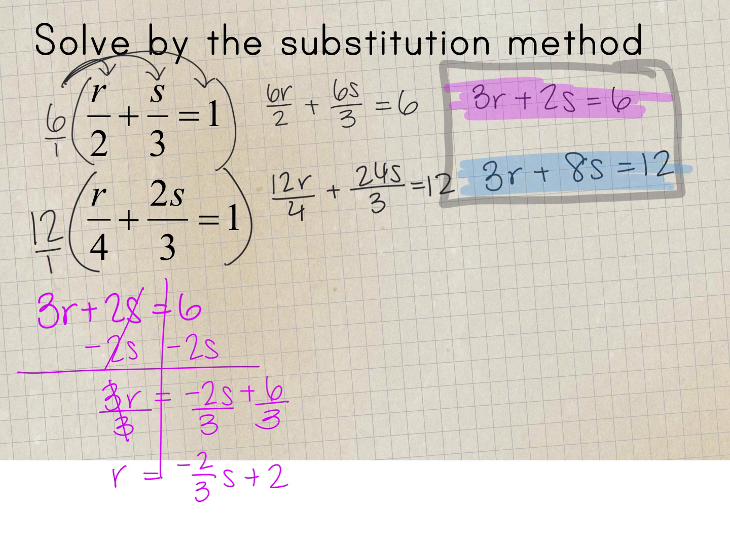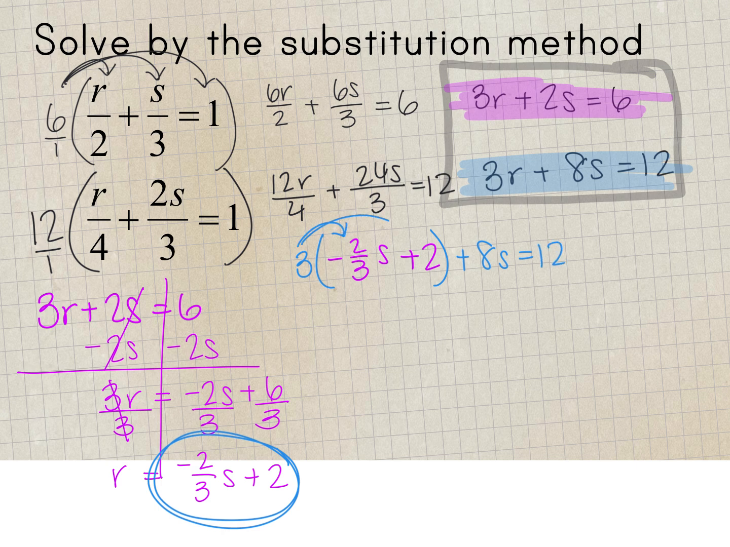So looking at it, I'm plugging this into the r. I have 3 times negative 2 over 3s plus 2 plus 8s equals 12. Distributing. What's 3 times negative 2 over 3? 6, good. Negative 6 over 3. Can I simplify negative 6 over 3? To 2. Good. So I'm going to have a negative 2s plus 6 plus 8s equals 12.